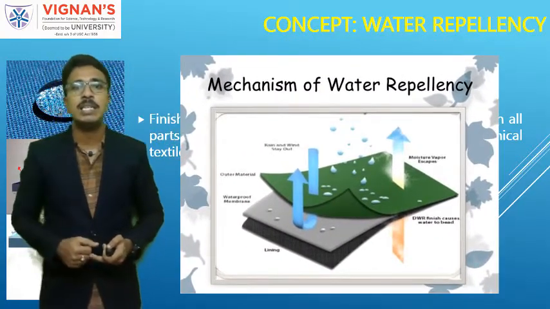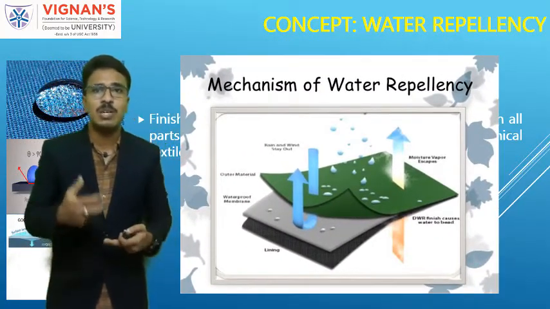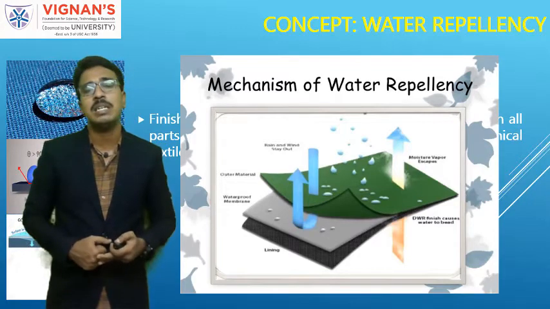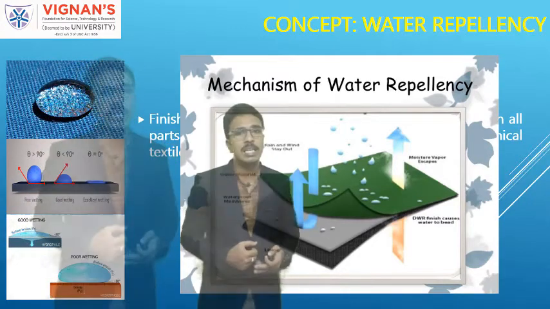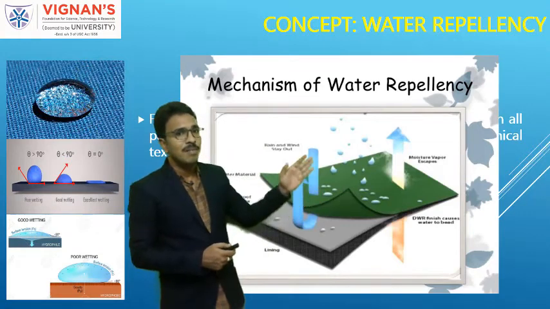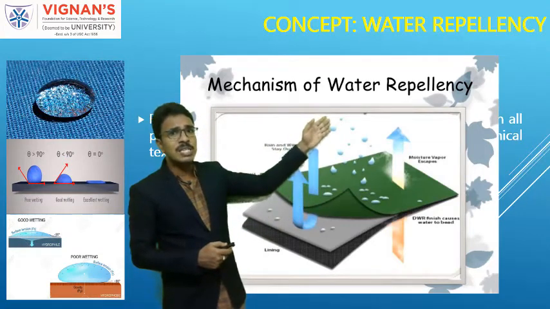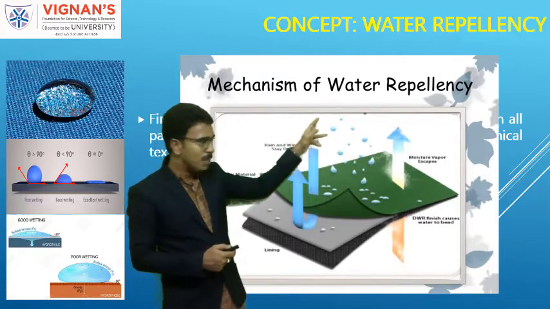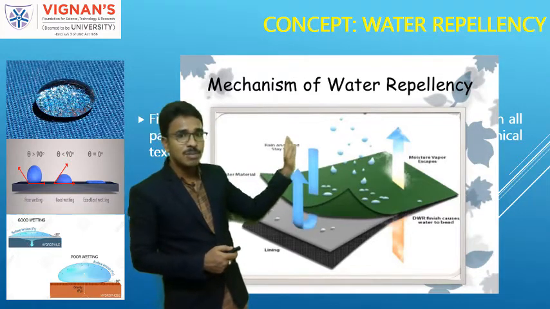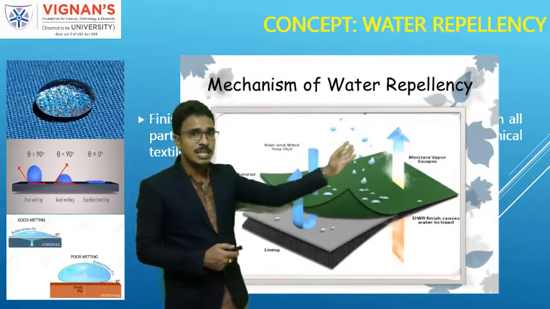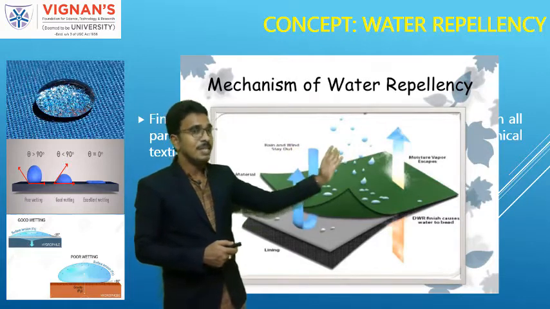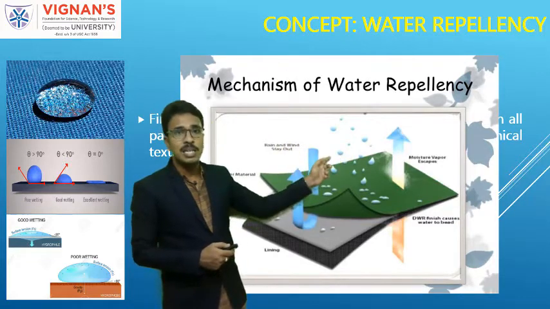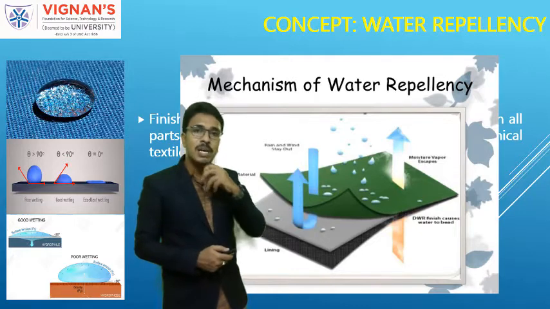Now you can see the mechanism or the concept of water repellency here. You can see it clearly, where we have the droplets. These blue colors are nothing but the droplets, and you can see we have a layer. The green color is nothing but the layer, that is, whatever finish we have given.